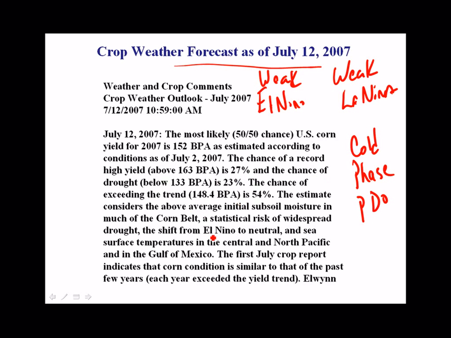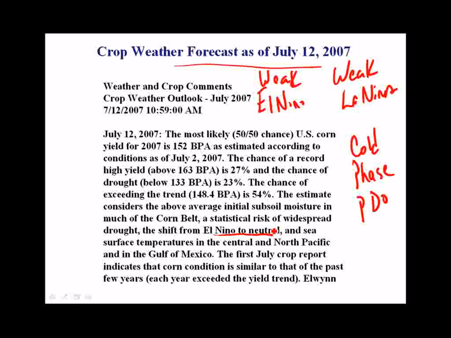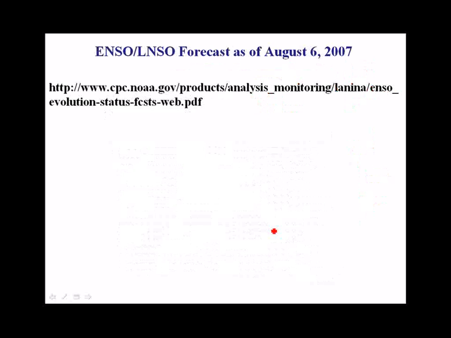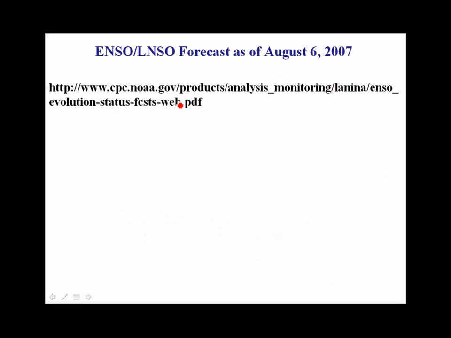In fact, he talks about El Nino shifting to a neutral or normal condition. And so this particular crop report, with what was happening last year, didn't fit in with what we were doing in terms of our research, but I thought it was kind of interesting. And if you have some time, you might just go through and look at this particular forecast. If you go to this particular link here, you can get a forecast for whether we're heading into an El Nino or a La Nina situation.